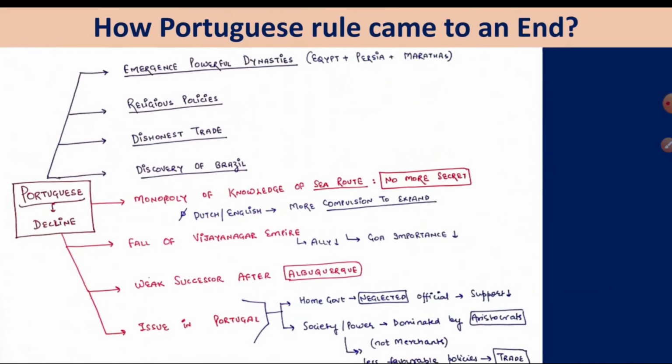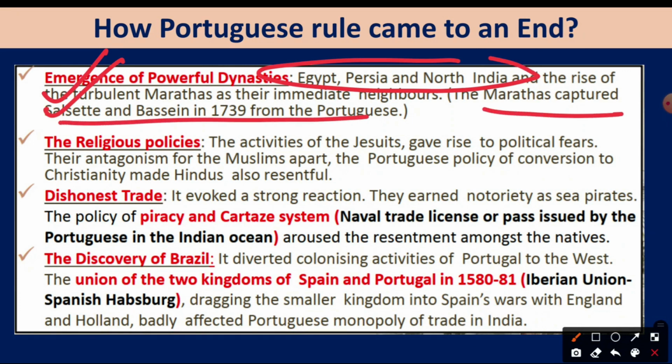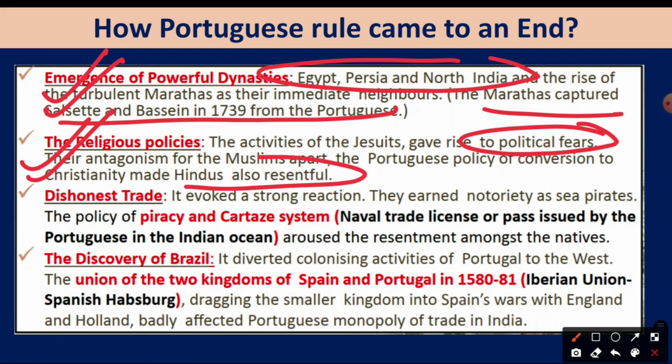Right? So these are the reasons. Let us revise a few of them. The emergence of powerful dynasties in Egypt, Persia and North India. The Marathas also captured Salsette and Bassein in 1739. Then the religious policy, we have seen, led to political fears. It made Hindus resentful, so they started getting a lack of support from the people also. A lot of people do not like conversion, especially coercive conversions.